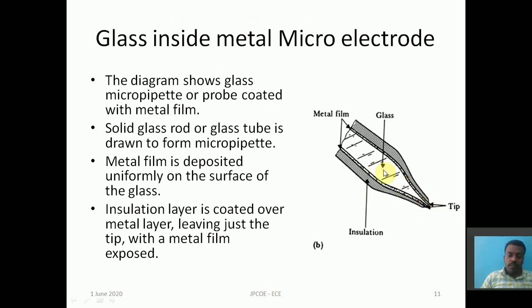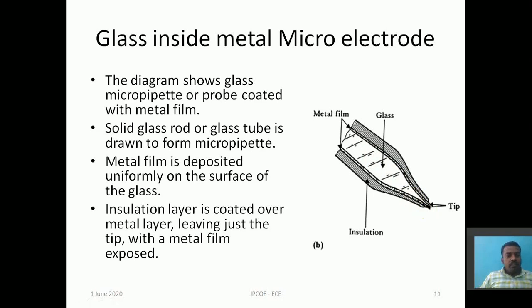Okay, so it is looking like a pipette, but there is no hollow. It is fully solid. There is no hollow place inside, so it acts as a pipette. Then this is not a glass tube, it is a glass rod.